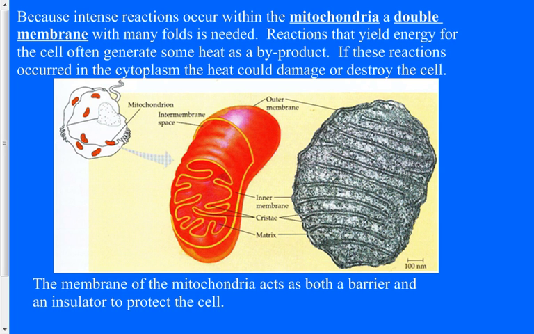All right. That heat is a byproduct that has to be slowly dissipated within the cell. Now, there's a double membrane that acts as an insulator, protects the rest of the cell against that heat, but it is all done in there, all right? Your body can control the rate at which these things burn sugar, right?